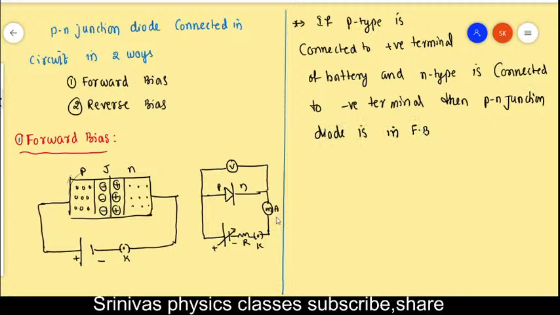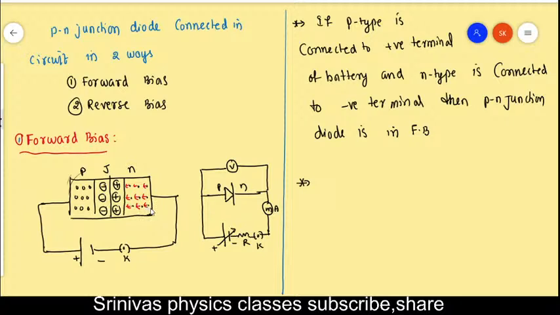PN junction diode is in forward bias, right? In forward bias, what happens? Holes are positively charged, and electrons are negatively charged. These negative electrons are connected to the negative terminal of the battery. This negative will repel the negative, so the electrons move towards the junction. Why do electrons move towards the junction? Because they are repelled by the negative terminal of the battery.